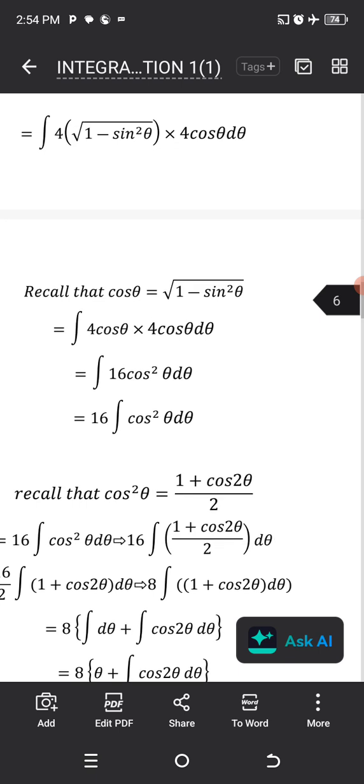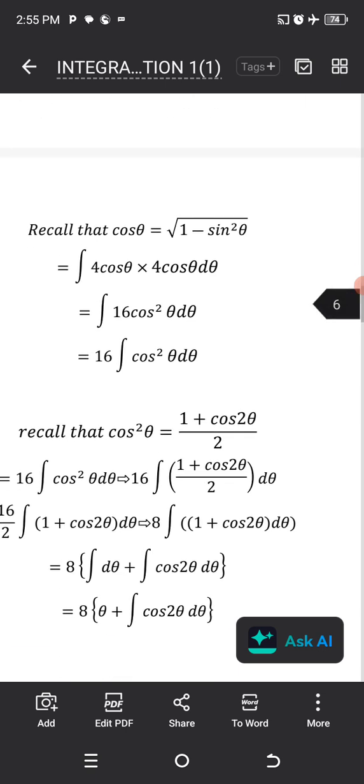Recall that cos theta, like I said earlier, is equal to the square root of 1 minus sin squared theta. So you replace the square root of 1 minus sin squared theta with cos theta. Which means the integral of 4 cos theta multiplied by 4 cos theta d theta. We eventually have the integral of 16 cos squared theta d theta.